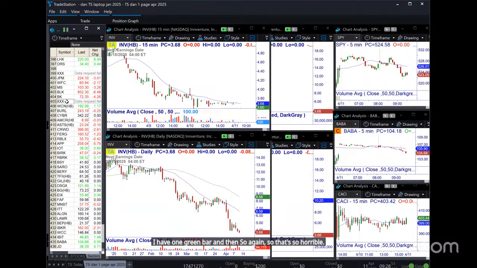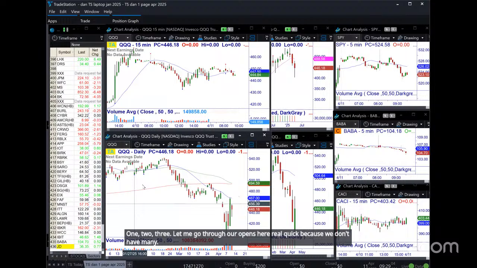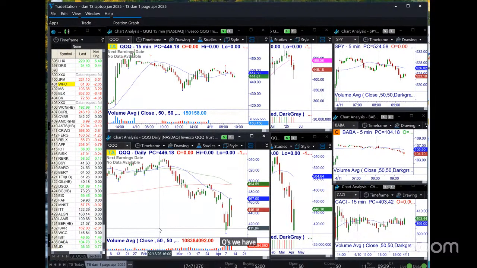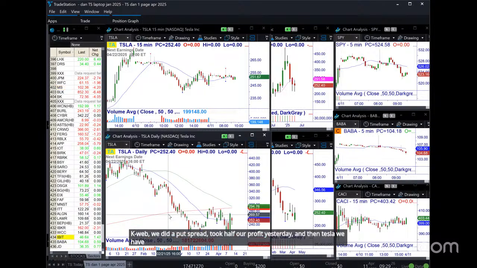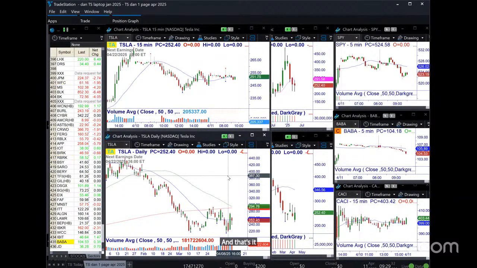All right, unless you all have some trades, I'll just go through all these, one, 2, 3. Let me go through our opens here real quick because we don't have many. Qs: we have the 415 puts that expire today. We put them on yesterday and covered half yesterday. I tightened the stop to yesterday's low, so that's totally fine. KWeb, we did a put spread, took half our profit yesterday, and then Tesla, we have the naked 220s for today. And that's it in the advisor and the weekly options trader.